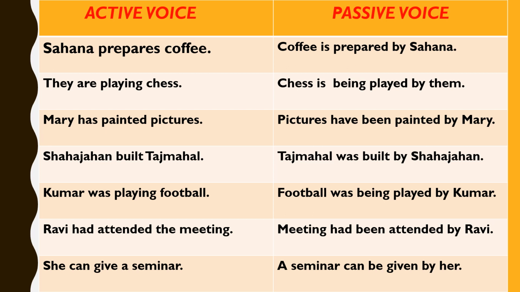They are playing chess. See here the auxiliary verb is in plural form, are. But in the passive voice, the auxiliary verb used is singular, that is, is. Why is it so? If you observe, in the active voice, they was the subject. But here, chess is the subject. Chess is third person singular. So the auxiliary verb used here is is. So they are playing chess is changed into chess is being played by them. They is changed into them.